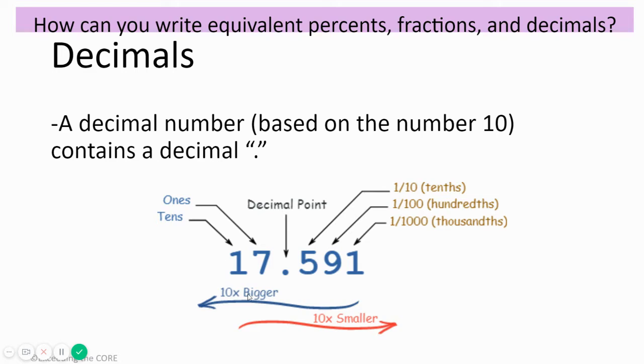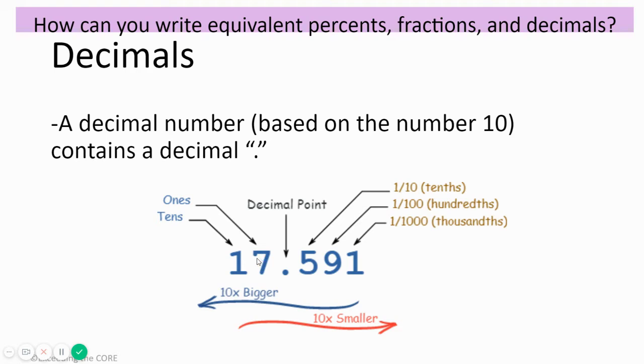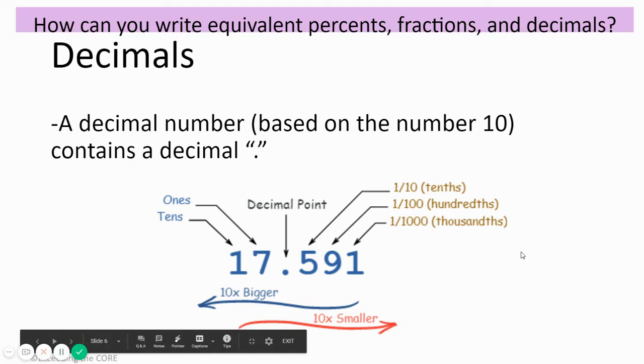Just a quick review: as we move left in a value, our number gets 10 times bigger. As we move right in a number, our decimal place gets 10 times smaller. So that's just some place value review. We've got the tens and the ones, and then as we move to the right, we have tenths, hundredths, and thousandths to the right of the decimal point.